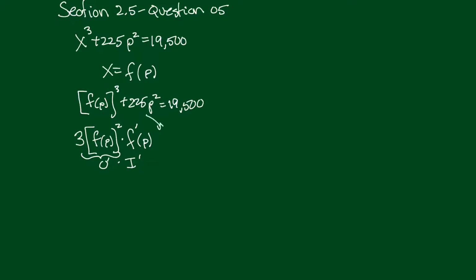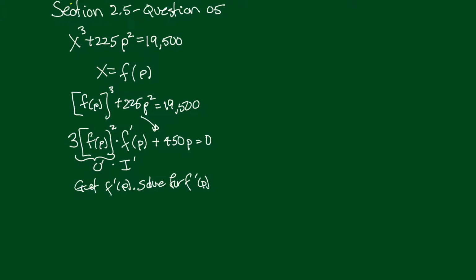And then let's get this one here. 2 comes down as a multiplier, and we'll decrease it by 1. So plus 450p equals, and then the derivative of that constant we know is 0. Now what we're trying to get here is f prime of p. So let's solve for f prime of p.